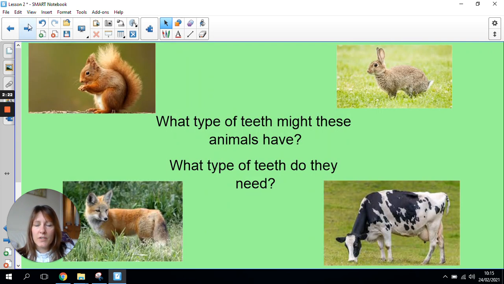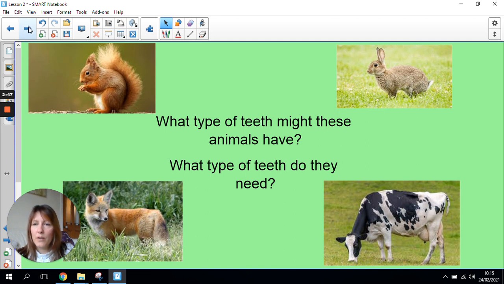So I've got a slide here with some different animals. We've got a squirrel, a rabbit, a fox and a cow, and I want you to have a think about what type of teeth might these animals have. What type of teeth do you think they would need, and what would affect the type of teeth they need? What would that depend on? So just pause the video and have a little think.